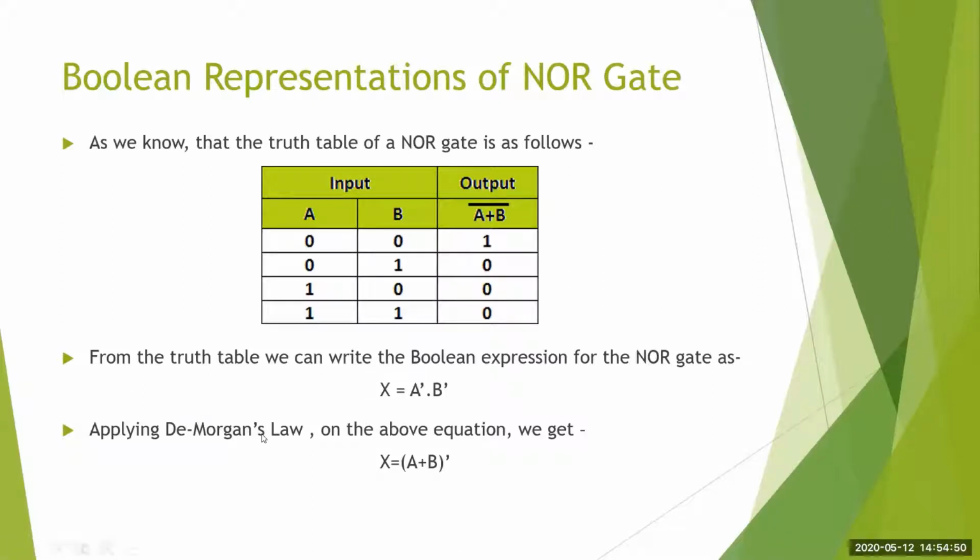Now this is one form of Boolean representation for the NOR gate. Now, applying De Morgan's law on this equation, we get X equals (A plus B) complement. So these two are the Boolean representations of the NOR gate, and we are now going to use these to design a XOR gate using NOR gates.